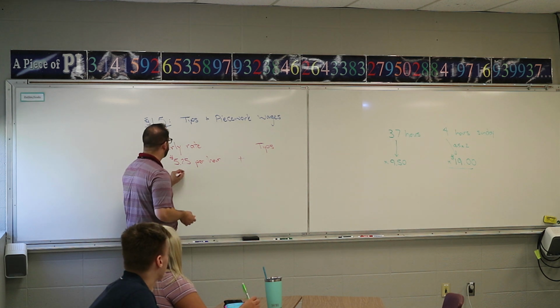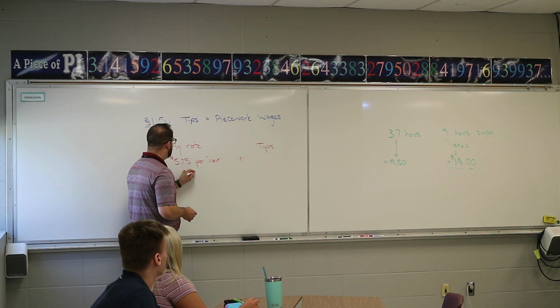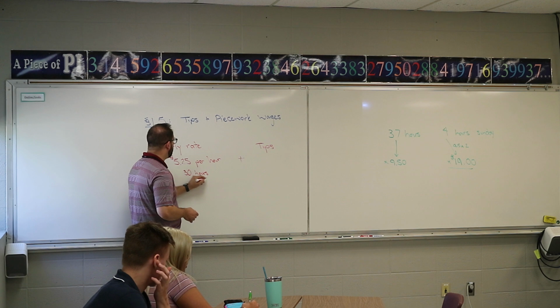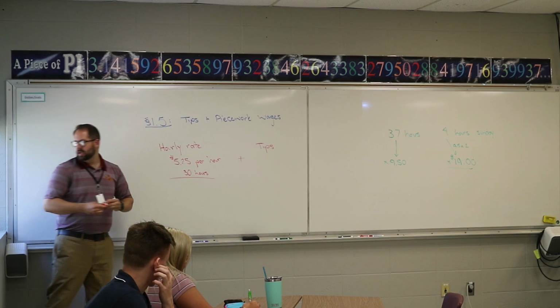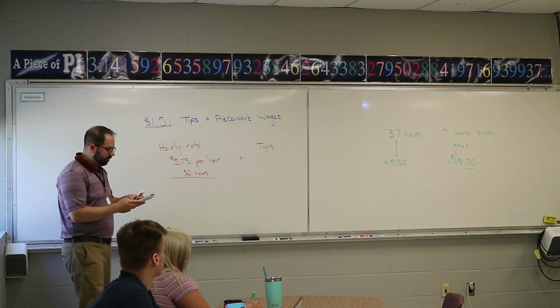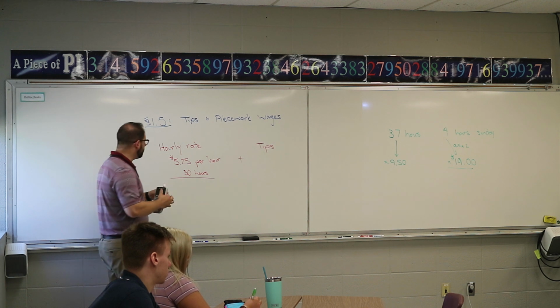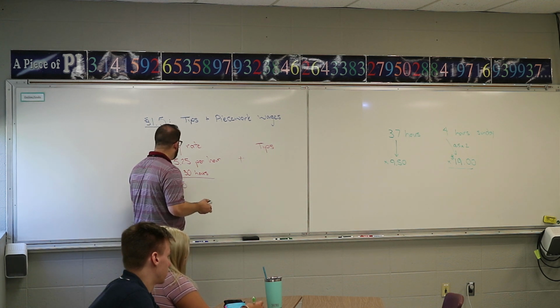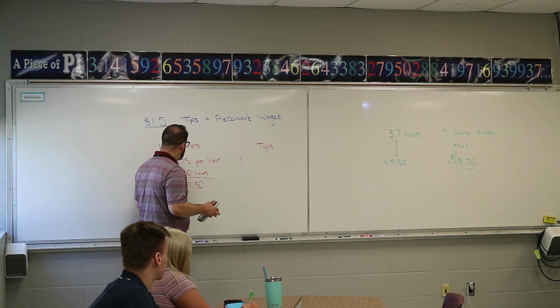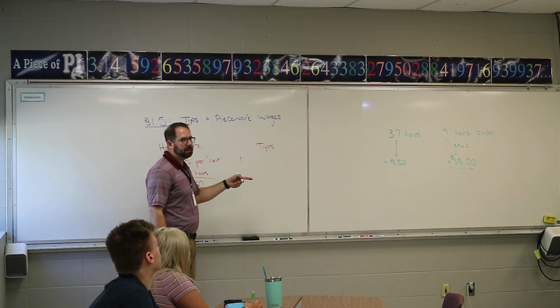So let's say you worked 30 hours that week. Okay, you'd still calculate what your hourly rate is, right? So your $5.25 times 30 hours a week, you're still getting paid $157 that week, which doesn't sound like much, but you can make a ton of tips.